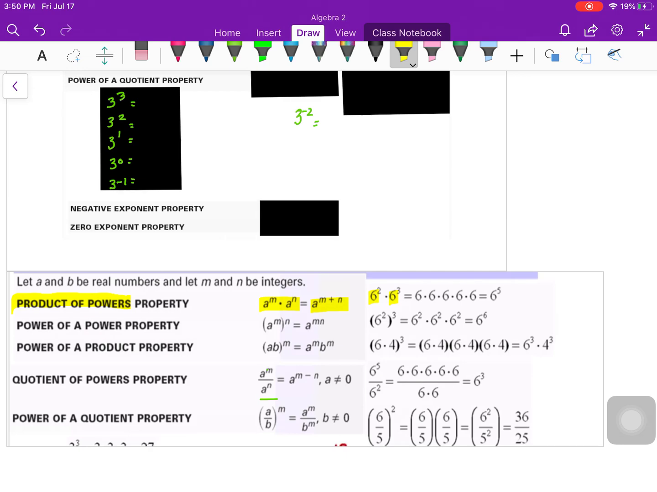If we actually look at an example, let's say 6 squared times 6 cubed. Well, 6 squared means 2 6s multiplied together, while 6 cubed means 3 more 6s. So I have a total of 1, 2, 3, 4, 5, 6 to the fifth. So the shortcut is to take 6 to the 2 plus 3, which is 6 to the fifth.